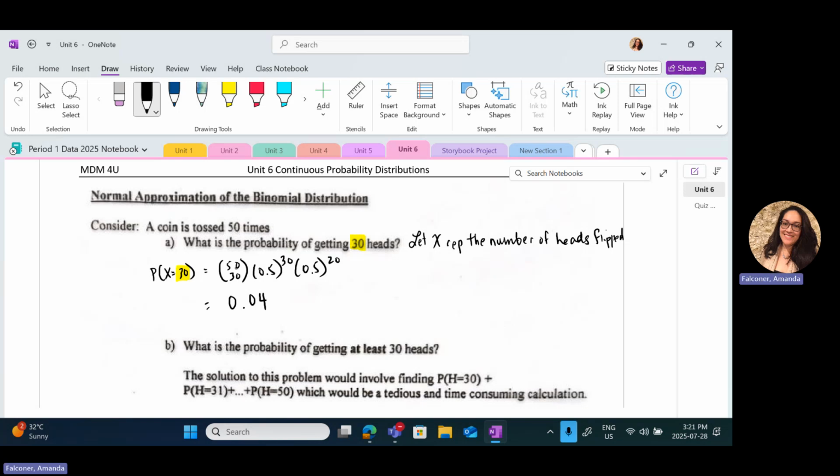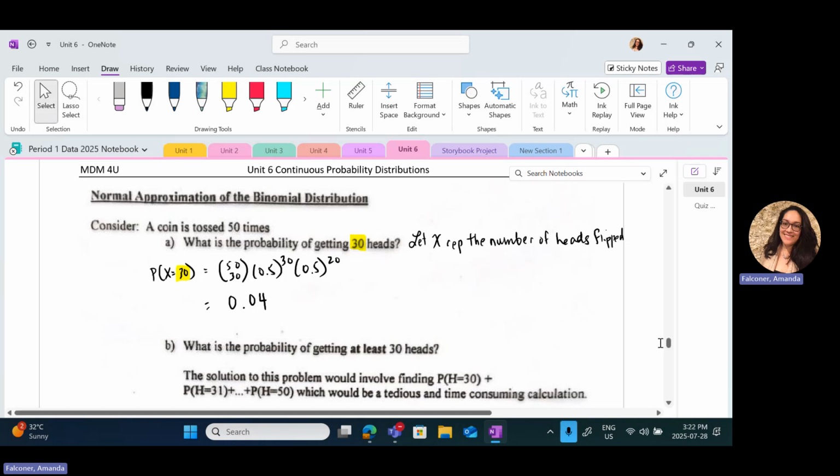So it's n choose x, 50 choose 30, because there are 50 opportunities to flip that head, multiplied by 0.5, the likelihood of flipping a head, raised to the 30, which is x, and then multiplied by q, which is also the likelihood of flipping the tail, so that's 0.5, to the n minus x, which is 20. 50 minus 30 is 20. So I put that all into my calculator, and I came out with 4% likelihood. So that's just Unit 5 concepts.